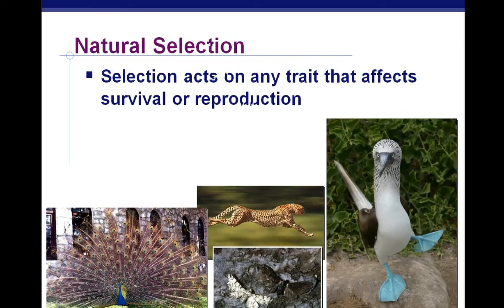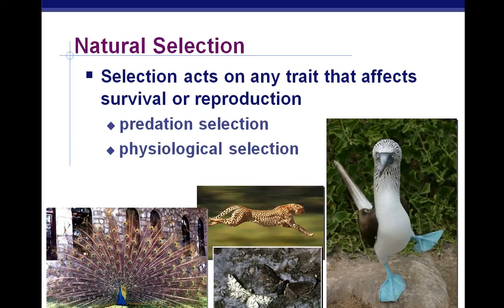So we're going to focus on natural selection first. Selection acts on any trait that affects survival or reproduction, and it could be internal traits as well. We're going to be talking about predation selection, physiological selection, selection for some internal characteristics, and sexual selection, selection for traits that help you reproduce.